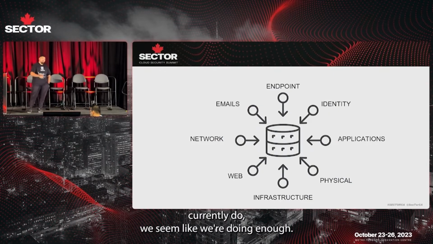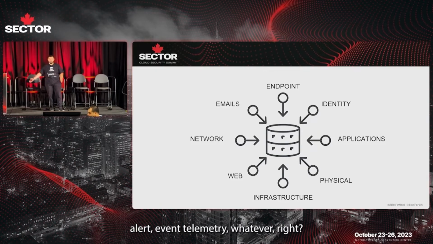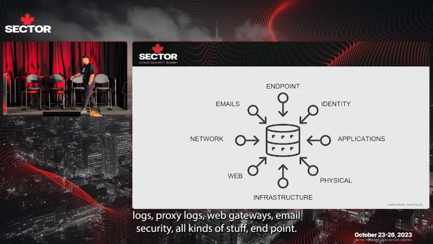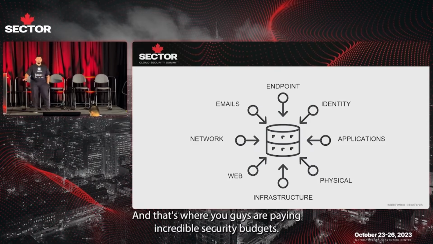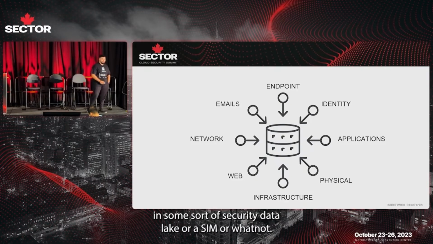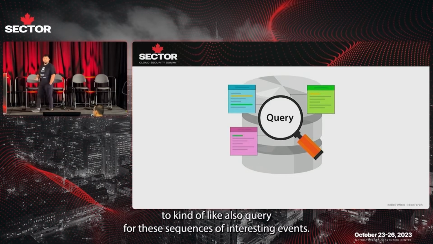And when we look at what we currently do, we seem like we're doing enough. We're already collecting every single sensor alert, event, telemetry, whatever. We're collecting CCTV cameras, smart locks, VPN logs, proxy logs, web gateways, email security, all kinds of stuff. Endpoint, network. You're paying incredible security budgets, and hopefully these solutions are well configured so that they're actually pulling enough data for you. And your security teams are probably aggregating them in some sort of security data lake or a SIEM or whatnot. And then you have your own logic to query for these sequences of interesting events.